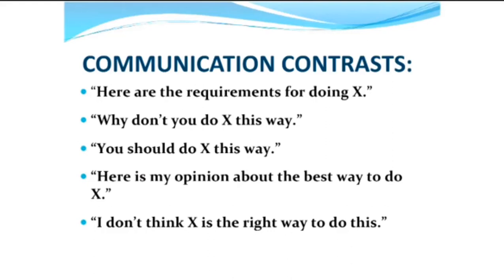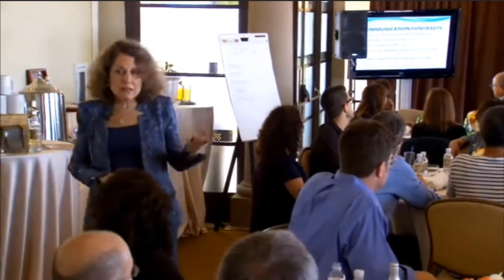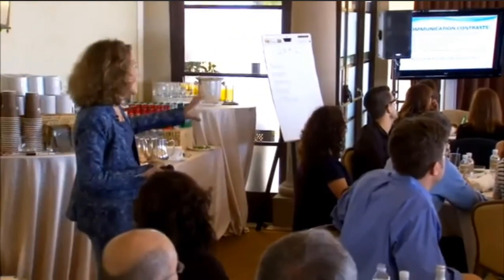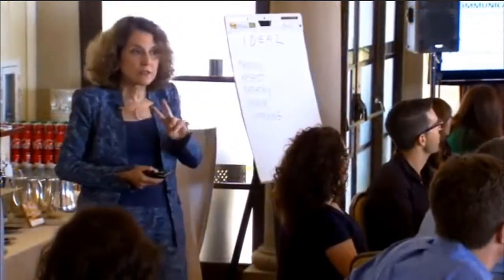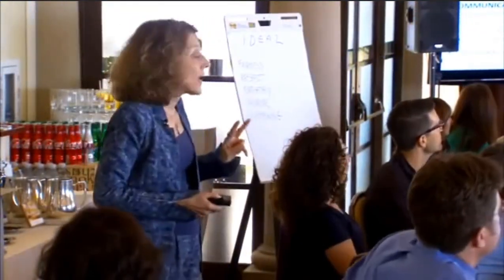This is telling someone what you want them to do. Here are the requirements for doing X. Why don't you do X this way? You should do X this way. Here's my opinion about the best way to do X. I don't think X is the right way to do this. How many of you think that basically all of those are telling someone what you'd like them to do? There are two in there that I'd suggest you leave out completely. You should do X this way.